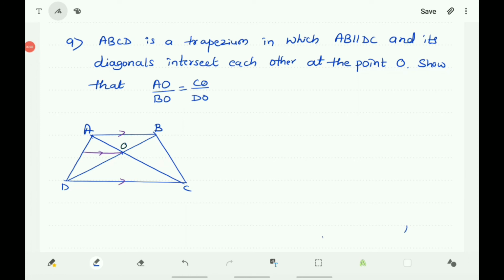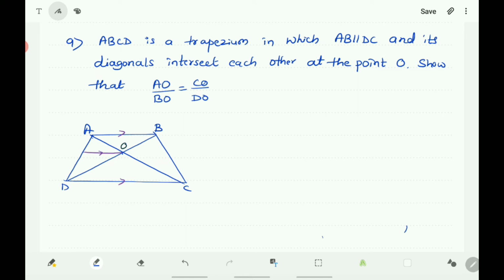Question number 9. It is given that ABCD is a trapezium in which AB is parallel to DC and its diagonals intersect each other at the point O. Show that AO by BO is equal to CO by DO. Here ABCD is a trapezium and the diagonals AC and BD intersect at O. So what you have to prove here is AO by BO is equal to CO by DO.